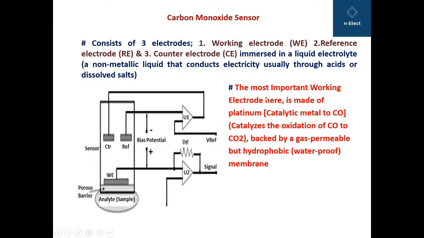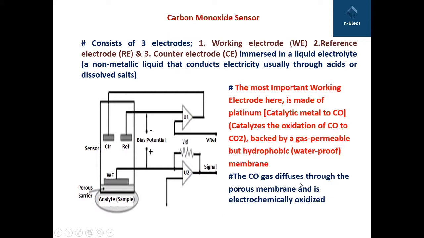The most important working electrode here is made of platinum. This working electrode is made of platinum, and hence it is a catalytic metal for CO, that is, it catalyzes the oxidation of CO to CO2, which is backed by a gas permeable but hydrophobic, that is waterproof, membrane, through which the gas can pass.